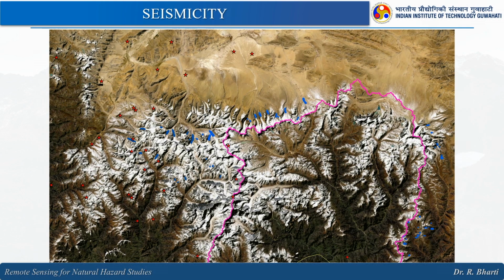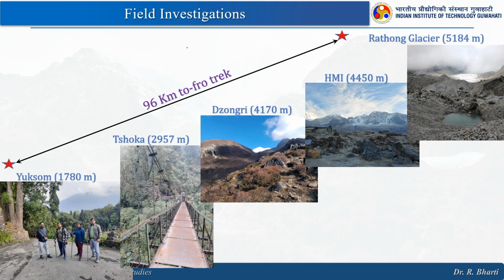So, here you can see the glacial lakes are represented in blue color, right, and the star marks are basically the epicenters. This is the field investigation conducted in different parts of the Sikkim Himalayas.